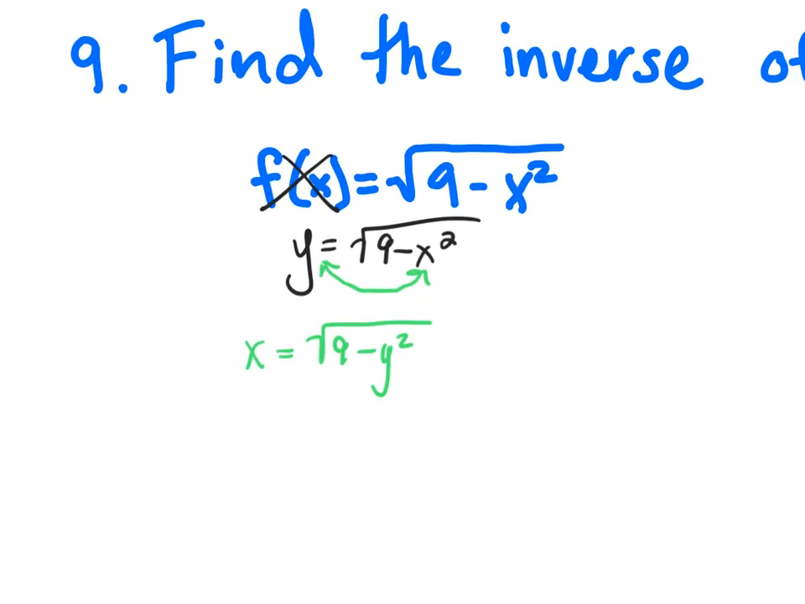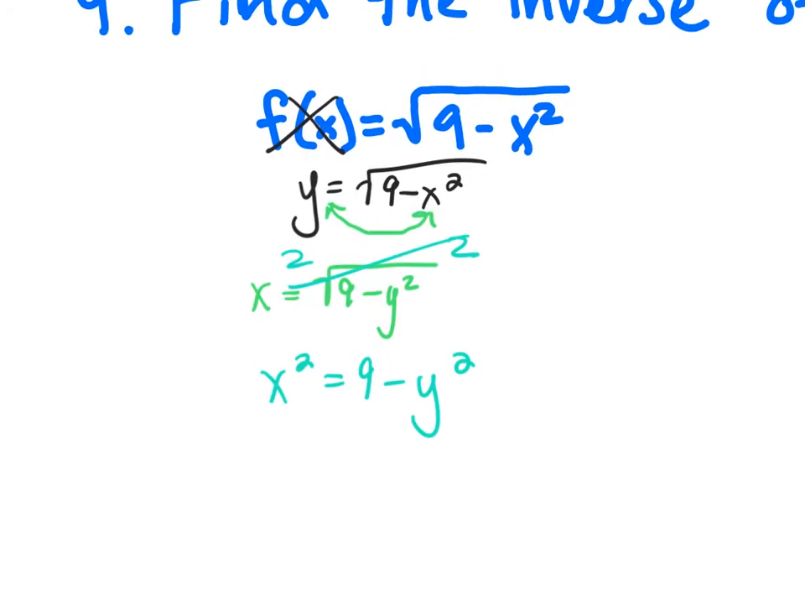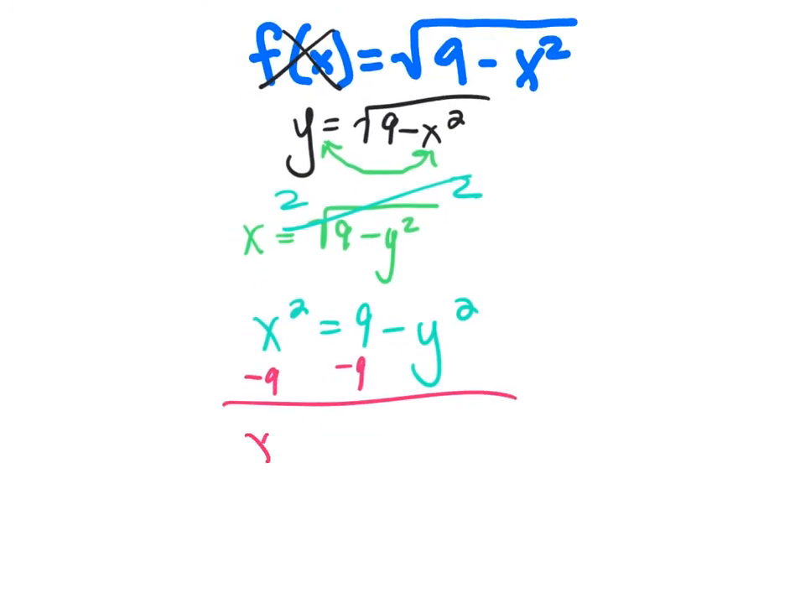So in order to get rid of my square root, I have to square both sides, because what you do to one side, you do to the other. When you square a square root, they cancel out. So x squared equals 9 minus y squared. Now we want that y all by itself, so I'm going to subtract 9 from both sides. So I have x squared minus 9 equals negative, careful with that, y squared.